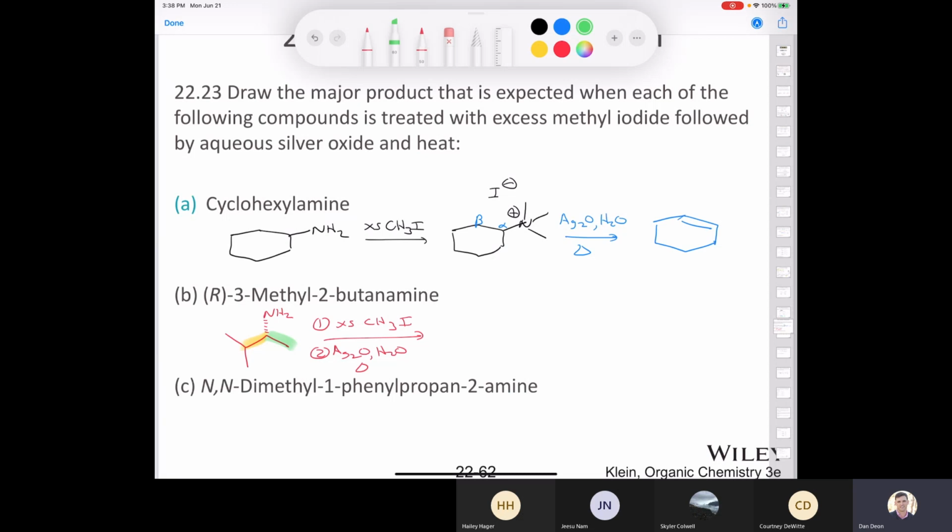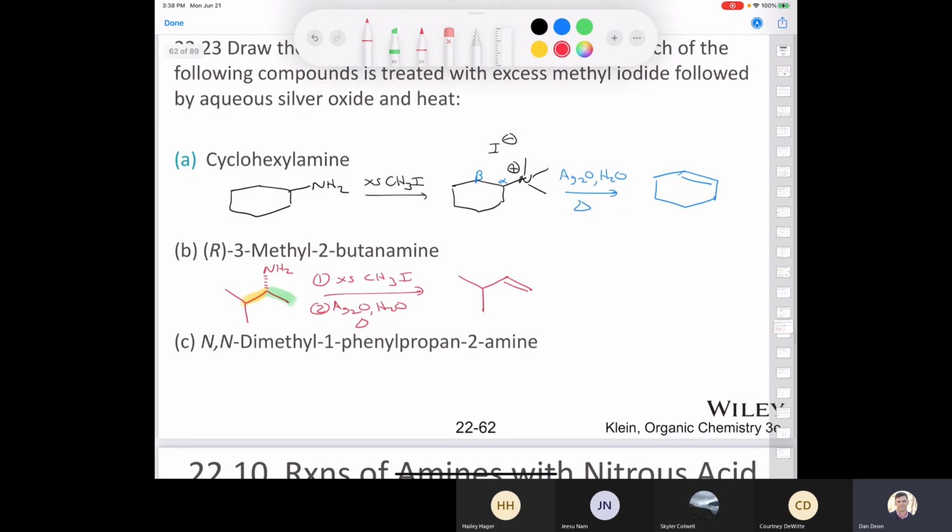If you're going to make the Hofmann product, it is not me trying to trick you. Which one would get exactly? Thanks, Skylar. It's where the green one is. That would give you the Hofmann product. So you end up with this compound. So that's 3-methyl-1-butene. Nothing more than that.